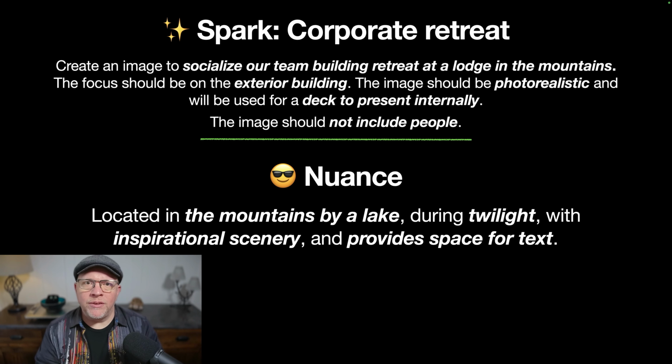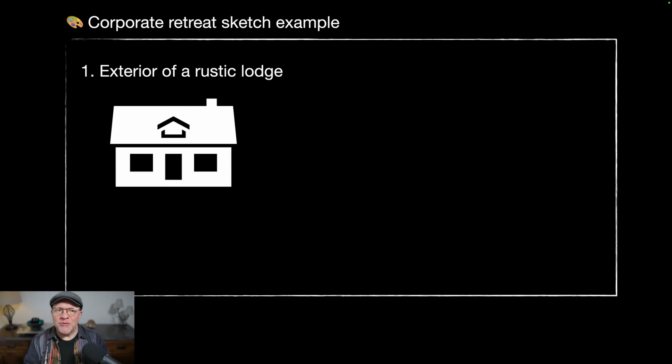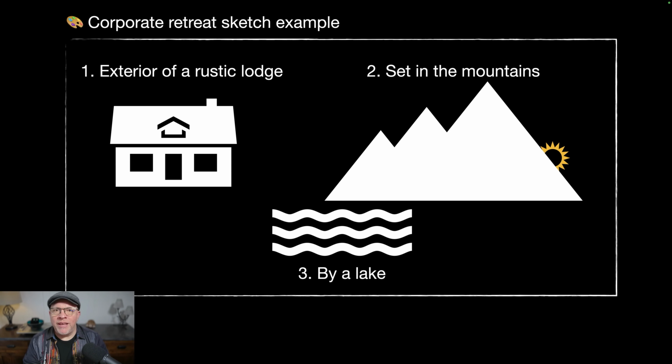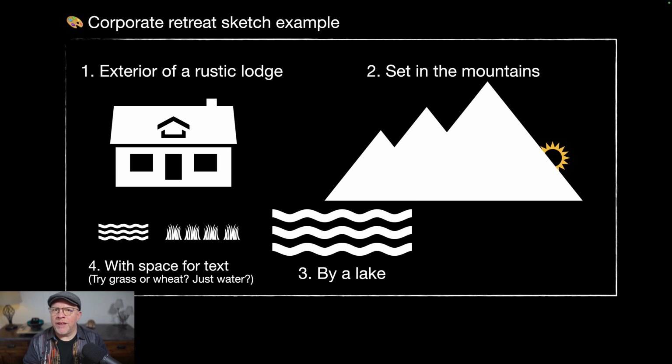All right, now let's take a look at how we would sketch that out. First, you're going to notice right away that object that we talked about. Notice that I'm throwing clip art onto the screen. I just want to take a look at what the general image might look like. So we have the exterior of a rustic lodge. We are set in the mountains. I even put a little sun tucked away down there to remind me that it's twilight. By a lake with space for text.